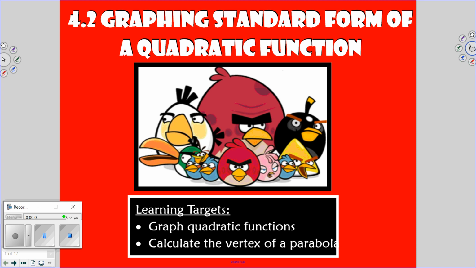All right, guys. We're going to be starting chapter 5. This technically comes from section 4-2. Remember, we just took the chapter 4 test, right?